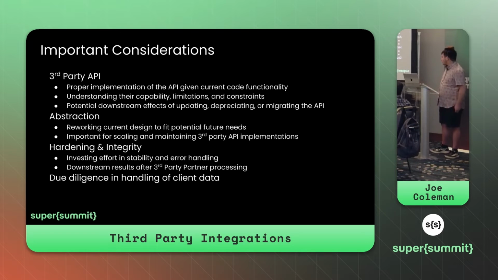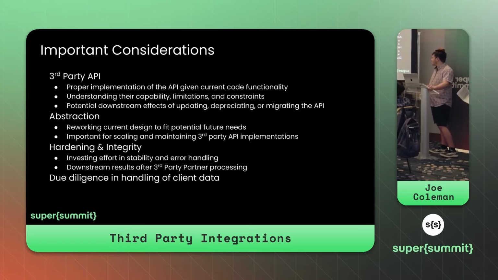But just abstraction. So just reworking your current design to fit future needs, especially if you're doing things like upgrading, deprecating, migrating. In our case, it's important for scaling and maintaining our third-party API implementations, because if we're trying to add a new activation API, we want to make sure that we don't need to change too much up top in order for it to work. If we do, we'll change it if we need to, but you want to make sure that your design is kind of future-proof, I guess. And I think abstraction, at least in this case, will help out a lot.